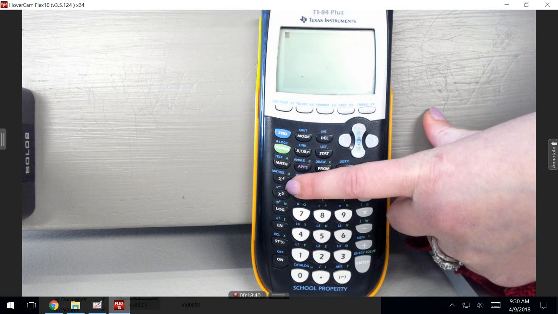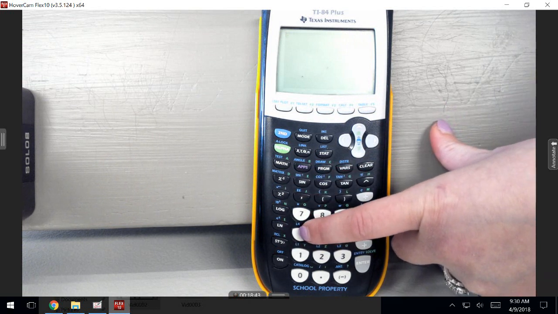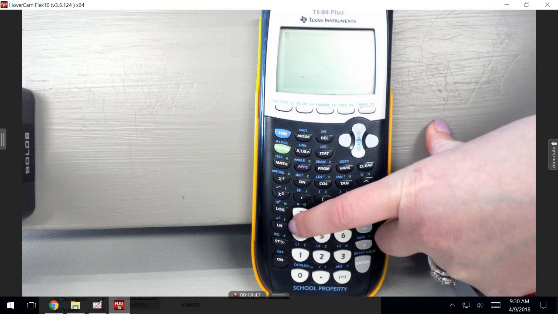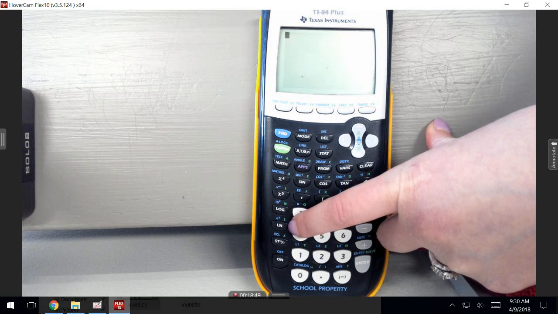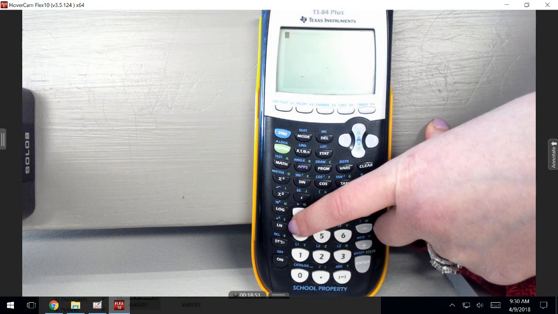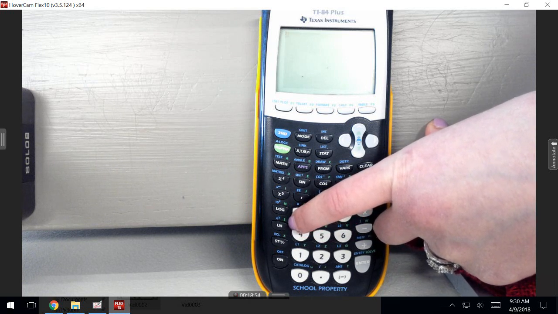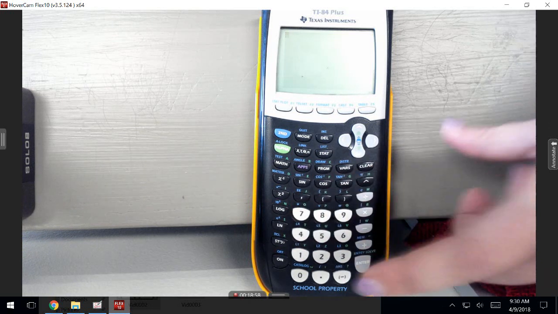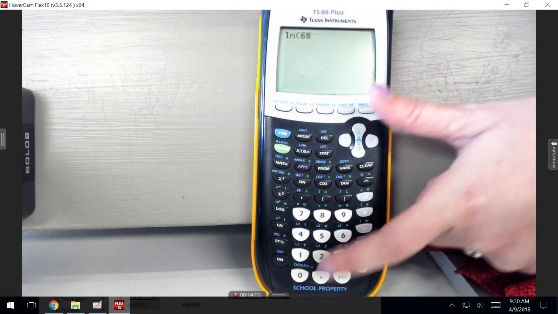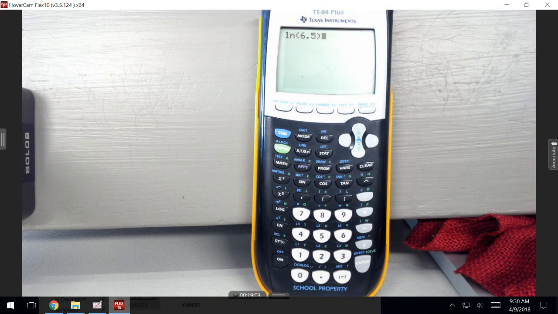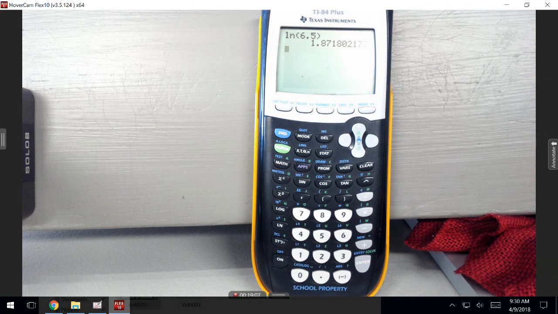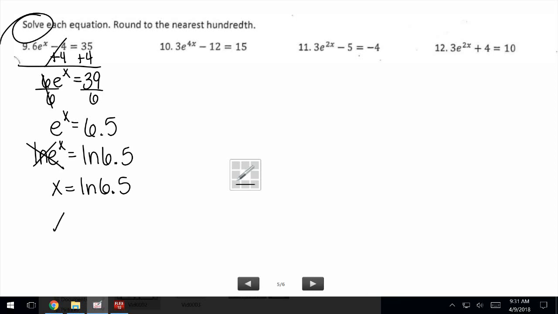Everybody good? Now, find the 4. Do not push the 4. Find the 4. Directly next to the 4 is a LN button. What is in blue on that same LN button? Base E. Everybody good so far? All right, here we go. We got natural log of 6.5. Close our parentheses and hit enter. 1.872. Because remember, we do 3 decimals. 1.872.